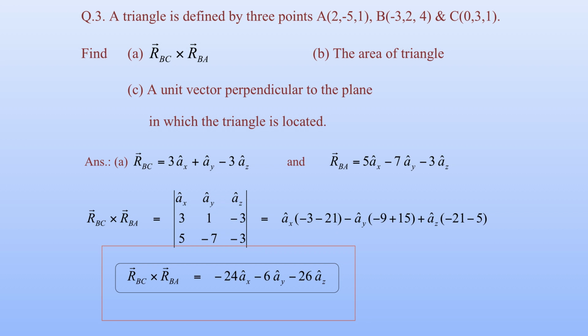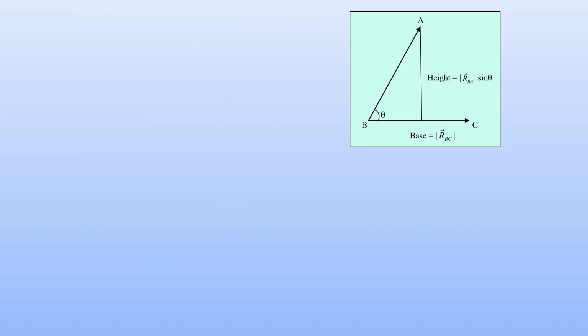Let us now move on to determine the area of the triangle by using the result of the cross product itself. So let us observe based on the diagram.